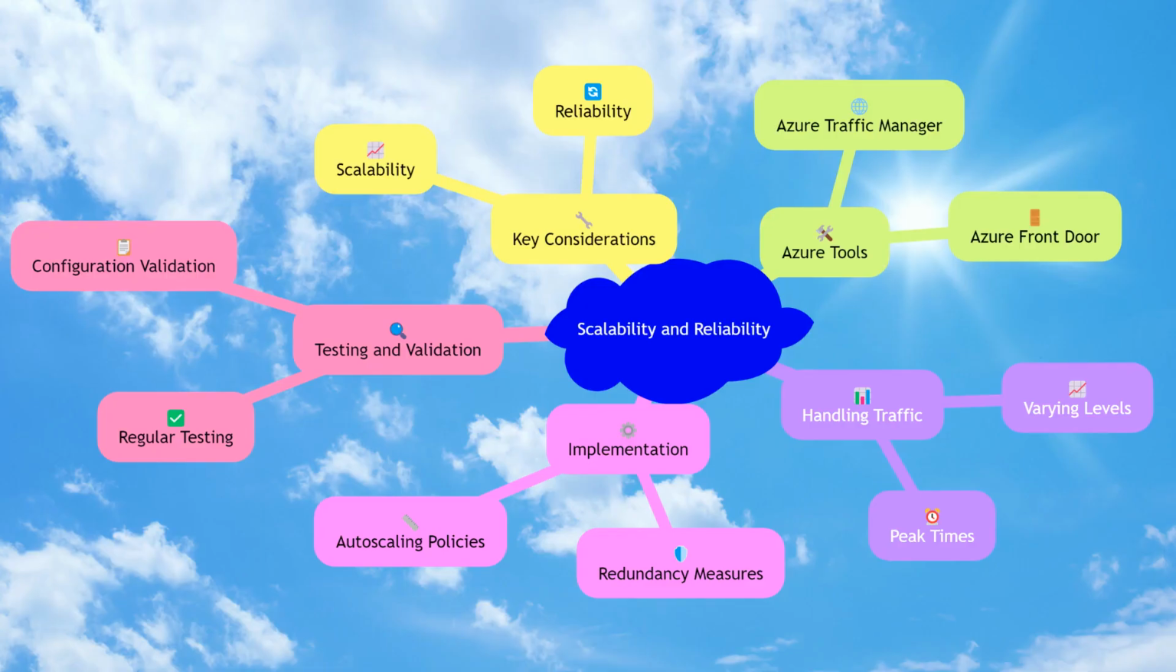Scalability and reliability are key considerations when configuring default endpoints. Azure provides various tools and services, such as Azure Traffic Manager and Azure Front Door, to ensure that endpoints can handle varying levels of traffic and remain available even during peak times. Implementing auto-scaling policies and redundancy measures can help maintain service availability and performance. Regularly testing and validating the endpoint configuration can ensure that it meets the required scalability and reliability standards.